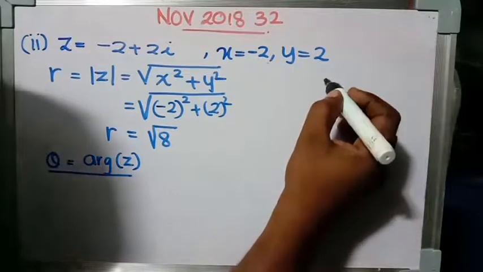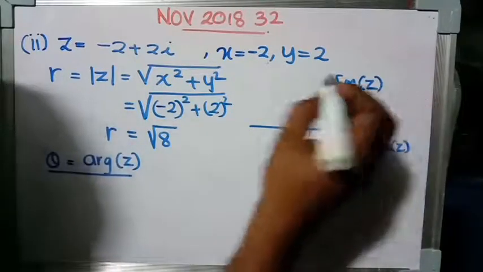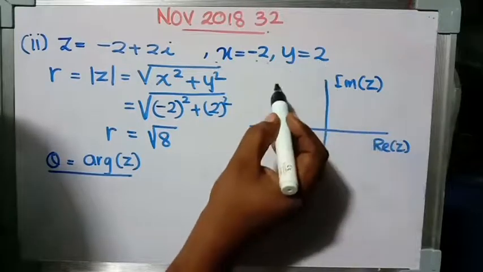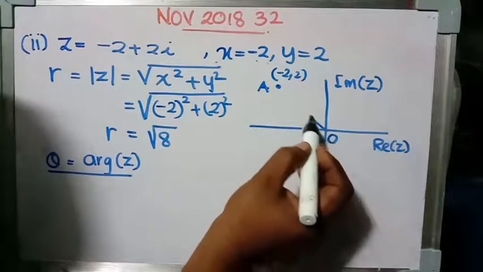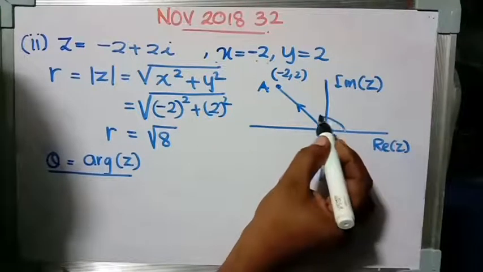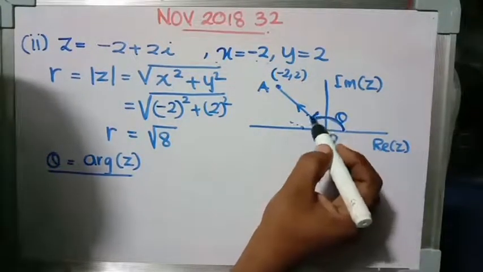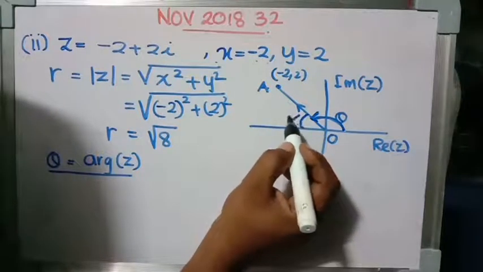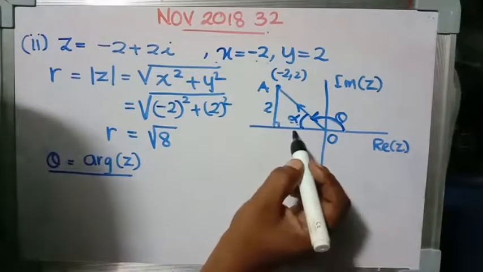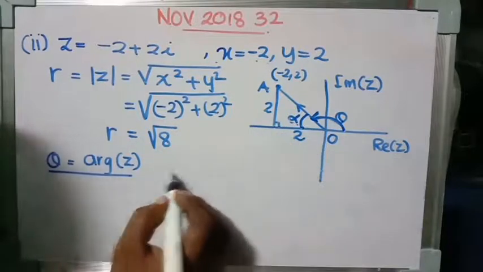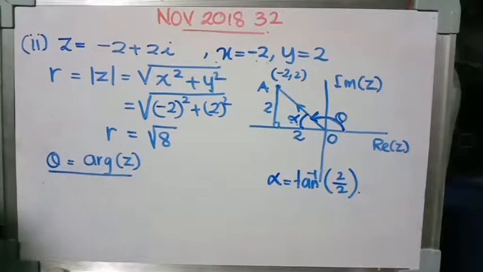Now to find theta, which is the argument of z, let's make a rough diagram. As our coordinate is -2, 2, it lies in the second quadrant, same like our previous question. If you assume that point as A, then A is the position vector, and this is our argument theta. Theta lies in the second quadrant. Let's find the value of alpha. To find alpha, let's complete this right triangle with the vertical side 2 and the horizontal side also 2, so that we get alpha as tan inverse 2 by 2, which is tan inverse 1.